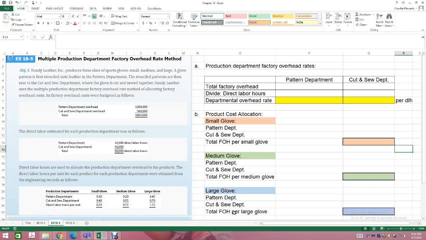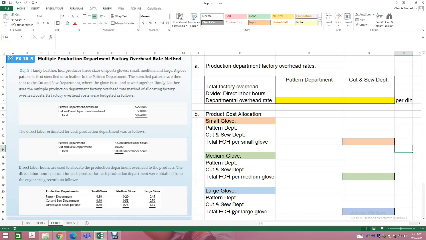Okay, so it reads, Handy Leather Incorporated produces 3 sizes of sports gloves: small, medium, and large. A glove pattern is first stenciled onto leather in the pattern department. The stenciled patterns are then sent to the cut and sew department, where the glove is cut and sewed together. Handy Leather uses the multiple production department factory overhead rate method for allocating factory overhead costs. Its factory overhead costs were budgeted as follows.